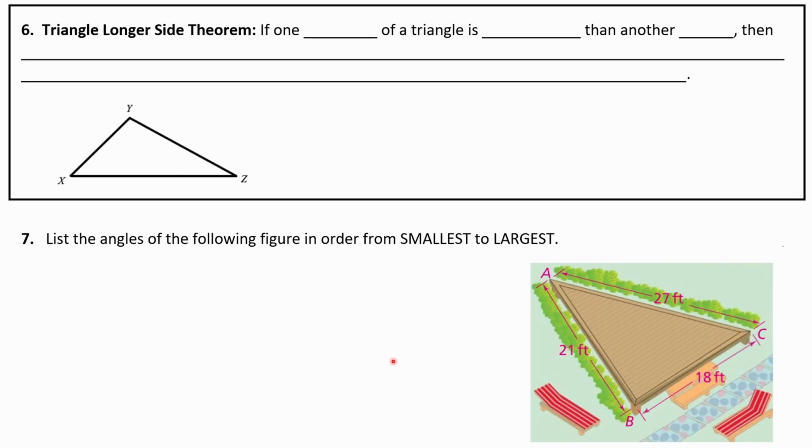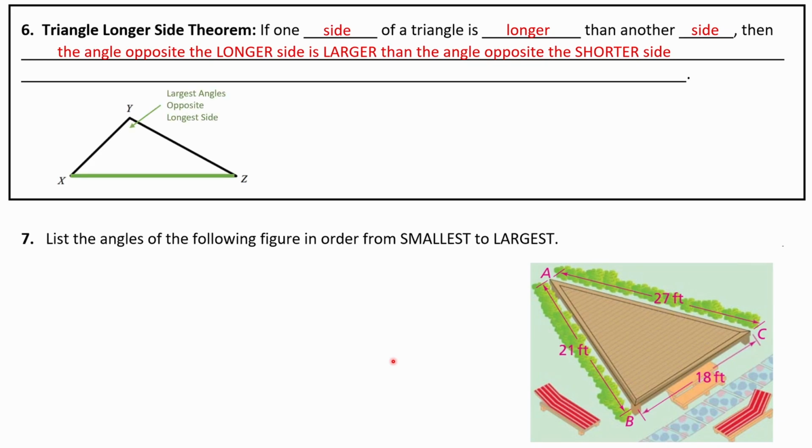Continuing on, we have the triangle longer side theorem. Yes, that is an actual theorem from your textbook. And it says that if one side of a triangle is longer than another side, then the angle across from, or opposite, the longer side will be larger than the angle opposite the shorter side. So for a visual representation on our triangle XYZ here, if I have angle Y being across from XZ, XZ is clearly the longest side in this case, then angle Y will be the largest angle, or if we know that angle Y is the largest angle, then we're going to know that XZ is the longest side.